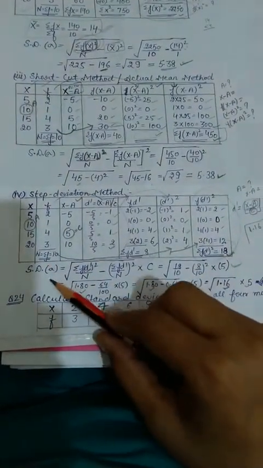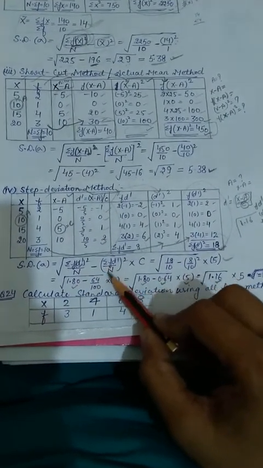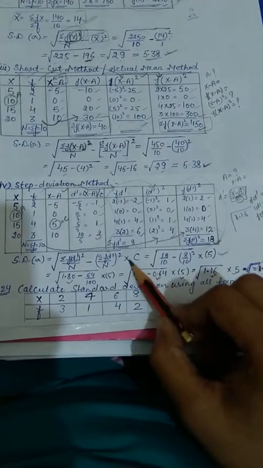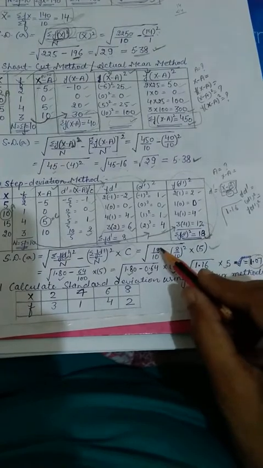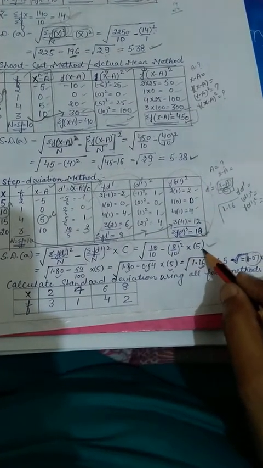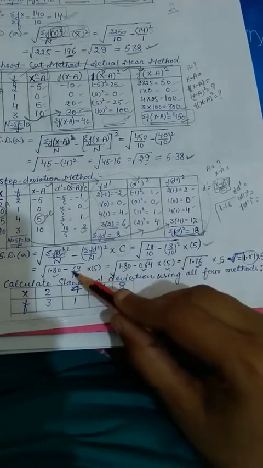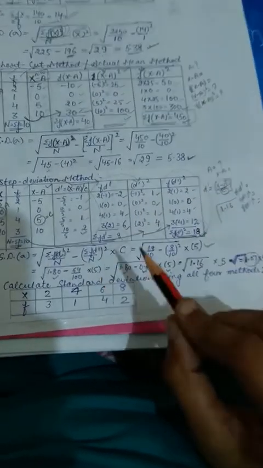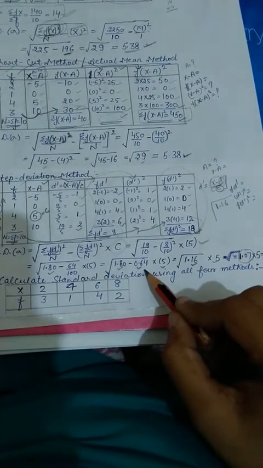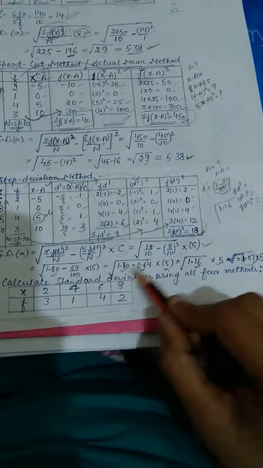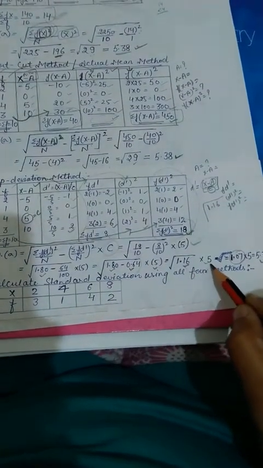Now the standard deviation is the square root of sigma f d dash whole square upon n, minus sigma f d dash upon n whole square, multiplied by c, which is your 5. So you put all the values: 18 upon 10, 8 by 10 whole square, into 5. 18 upon 10 is 1.80, and 8 by 10 whole square is 64 upon 100, that is 0.64. Then you subtract this.